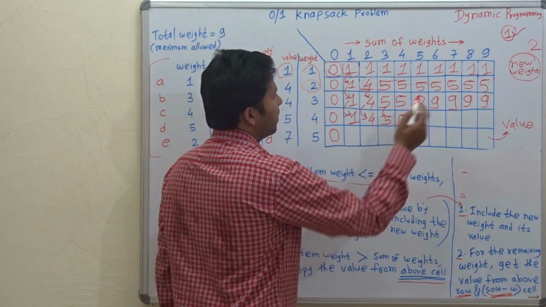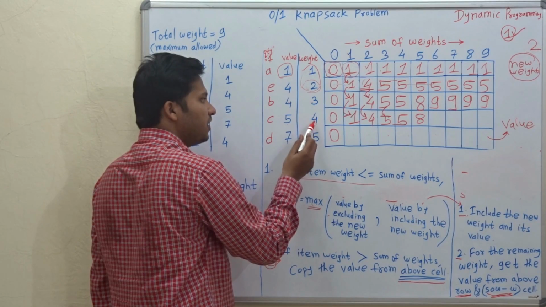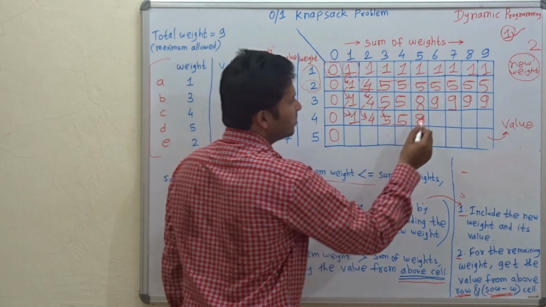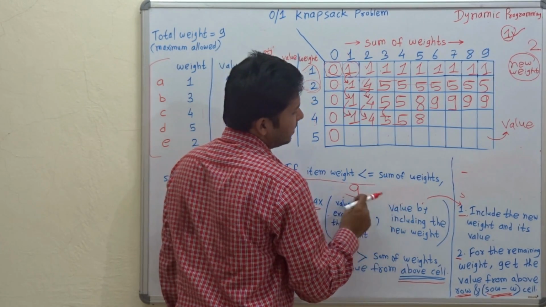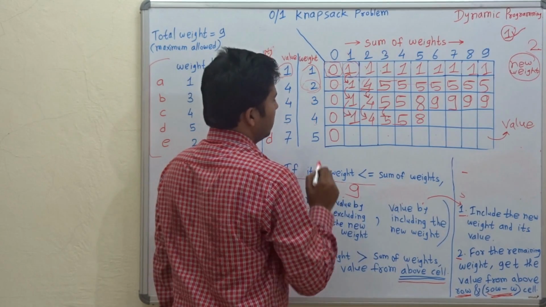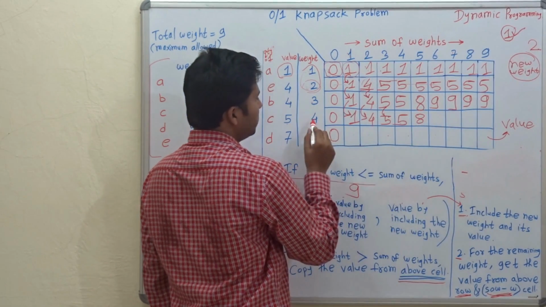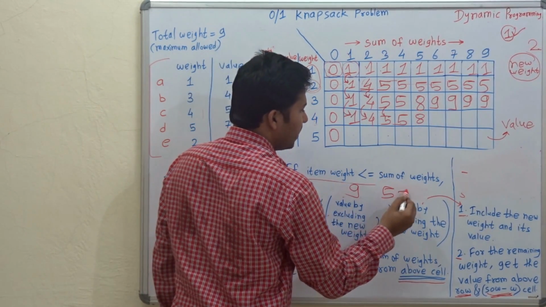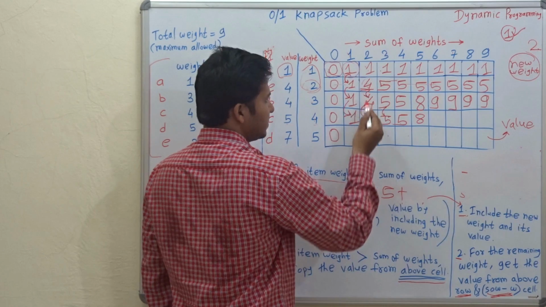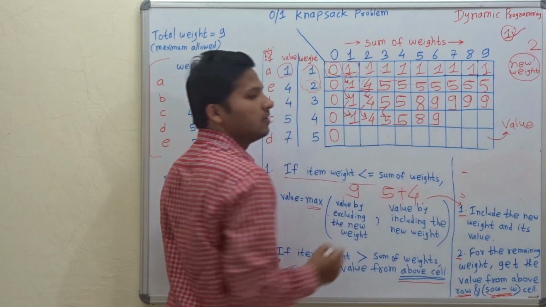Now let's go. For forming sum of weight 6, if you have been given weight 4, you have to follow these steps. The value by excluding the new weight is 9, and then the value by including the new weight. First include this weight 4. For 6 you are including this weight 4, so the value is 5, plus 6 minus 4 is 2. In the above row go to the second cell, that is 4, and add 4. 5 plus 4 is 9. Max of 9 and 9 is 9.